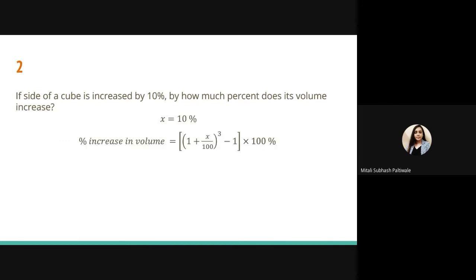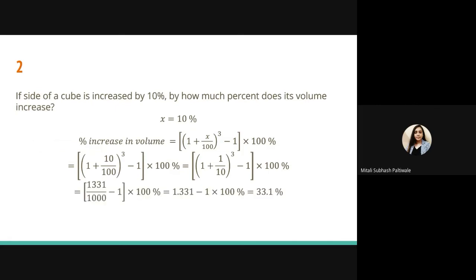Percent increase in volume will be equal to (1 plus x by 100) whole cube, minus 1, into 100. Okay. So now this will become (1 plus 10 by 100) cube minus 1, into 100. Okay. 10 by 100 would be 1 by 10. So that we have replaced and found out the value as 33.1% after cross multiplication and putting each and every value into the equation.